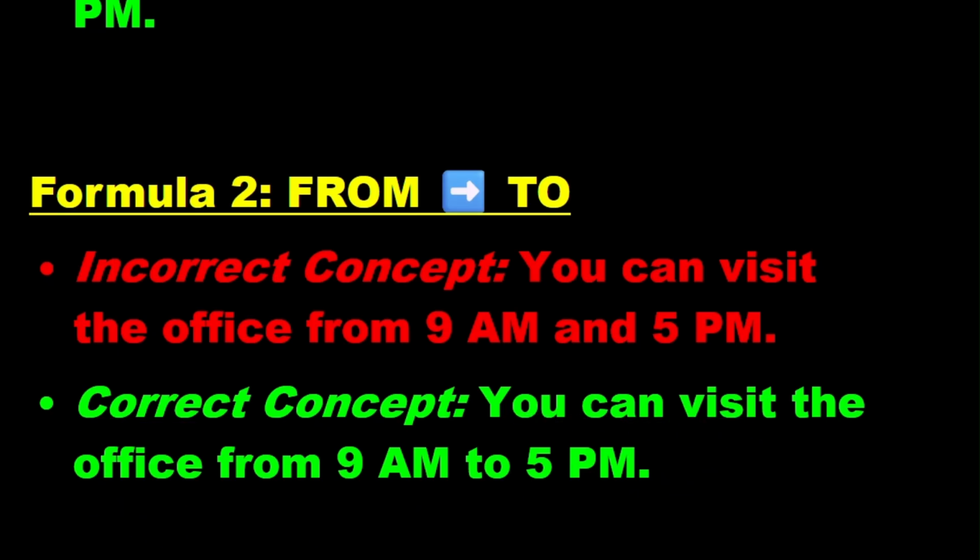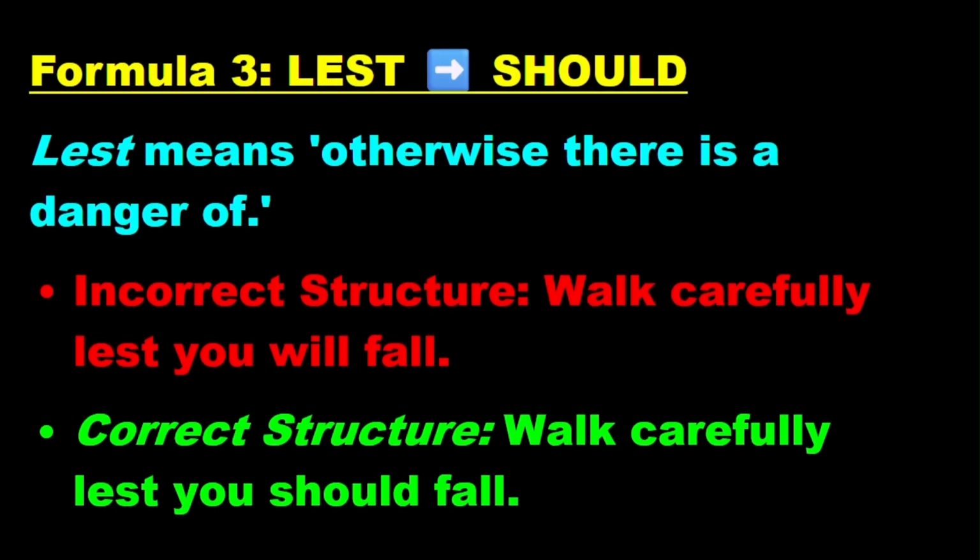Look at the mathematical balance. If the sentence uses between, use and. If the sentence uses from, use to. The examiner will always swap their partners to steal your marks. Keep them locked in their correct pairs.